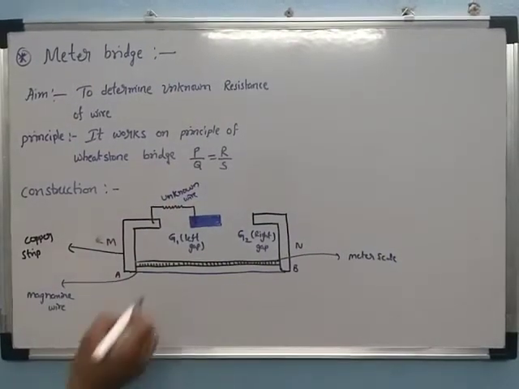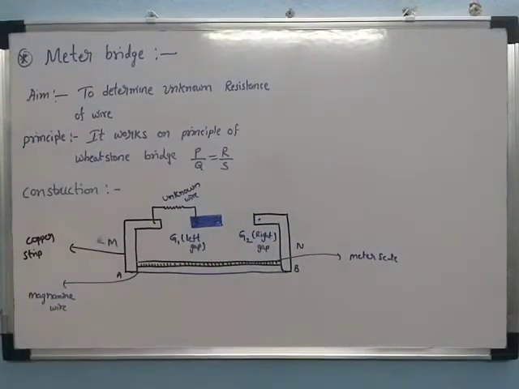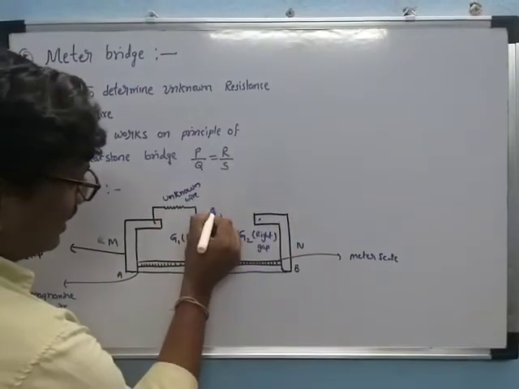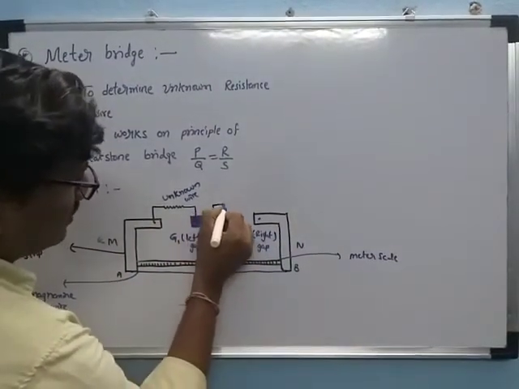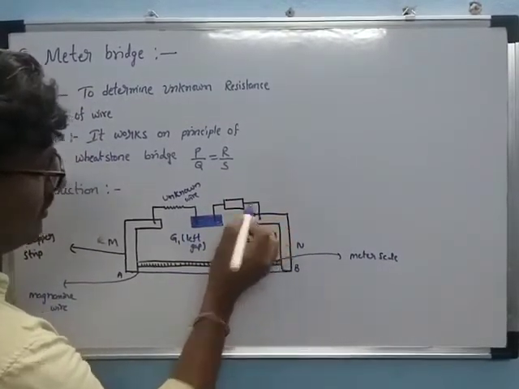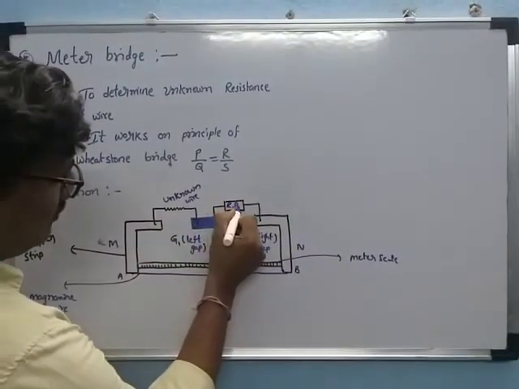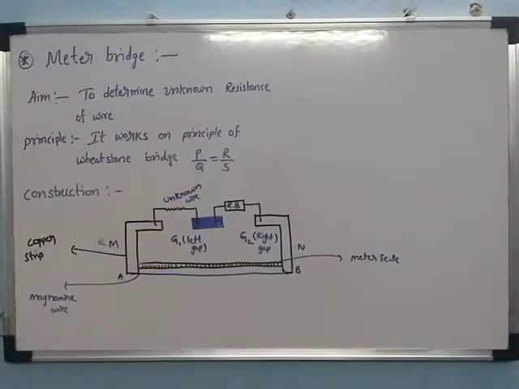In the right gap, we connect the known resistance, that means the resistance box. The resistance box is introduced in the right gap. RB is nothing but the resistance box.